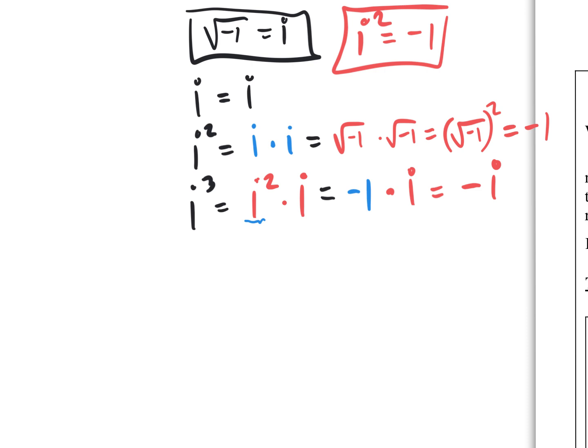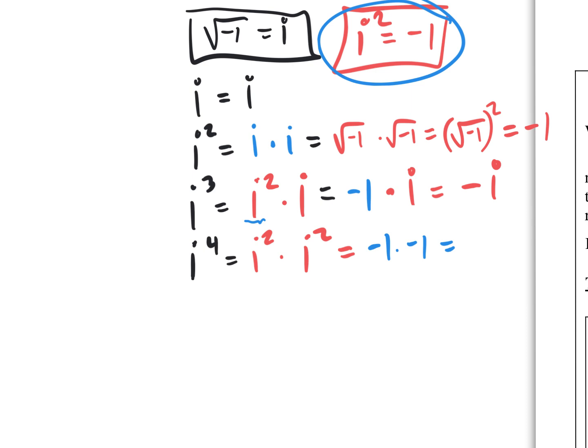Hold on. We haven't even gotten to the good part yet. i to the fourth. If you know that i squared is negative 1, then i to the fourth is really i squared times i squared. But what is i squared really? Negative 1. So you really have negative 1 times negative 1, which is 1. That's easy. Okay? They're all easy.